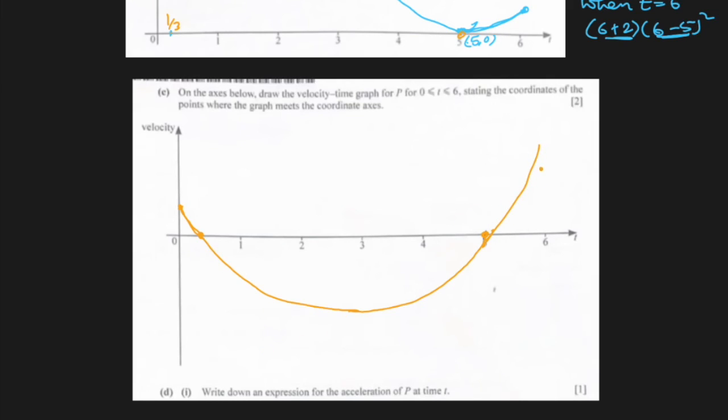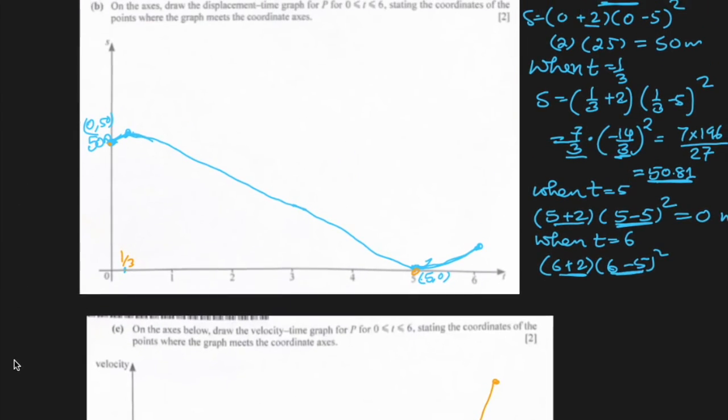Okay, now they're asking us to state the coordinates of the points where the graph meets the coordinate axis. Two, we already know: this one is 1/3, 0. This is what we know, 5, 0. This is not important, but here we need to know what the velocity was at t equals 0. And we don't have the equation for velocity, do we? No.